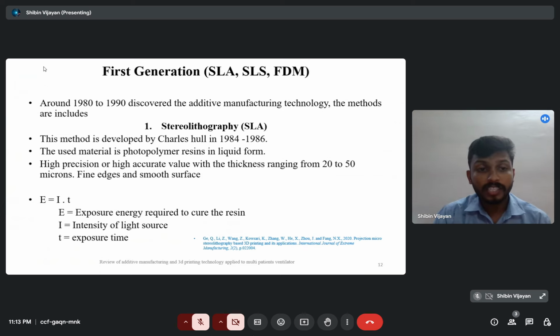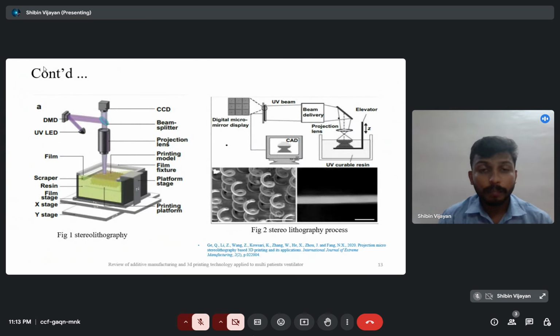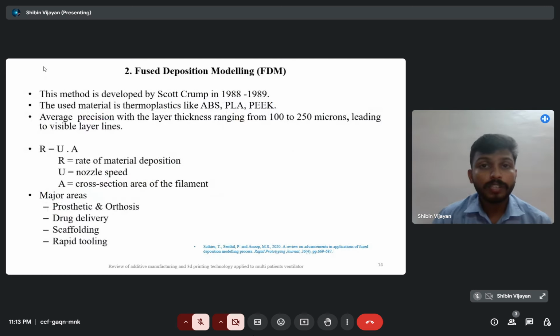The technical equation is E = I T. E is the exposure energy required to cure the resin, I is the intensity of the light source, and T is the exposure time. This is the pictorial representation. This is the building block containing a liquid resin, and UV rays are solidifying the liquid film layer by layer. The product is produced.